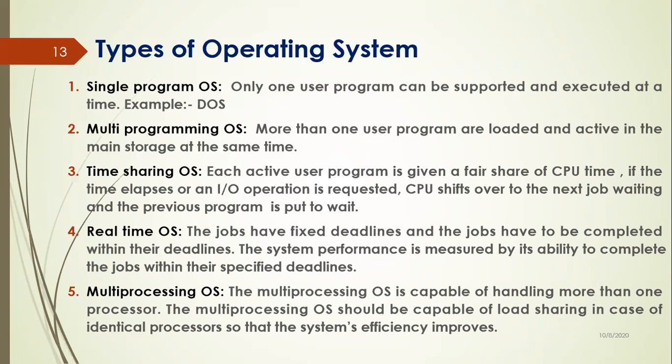Next type is a multi-processing operating system. It is capable of handling multiple processors, unlike multi-programming, time sharing, real time, or single program operating systems. Here the processor is only one, but in multi-processing the computer has multiple processors inside it. That is a multi-processing operating system. Multi-programming: one CPU, but multiple programs can be executed. Multi-processing: multiple processors are available.